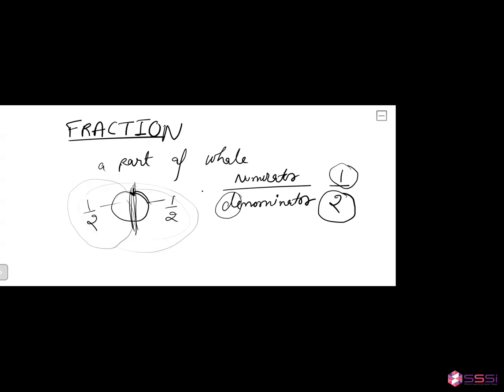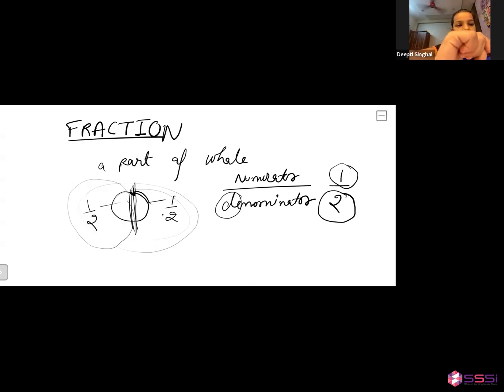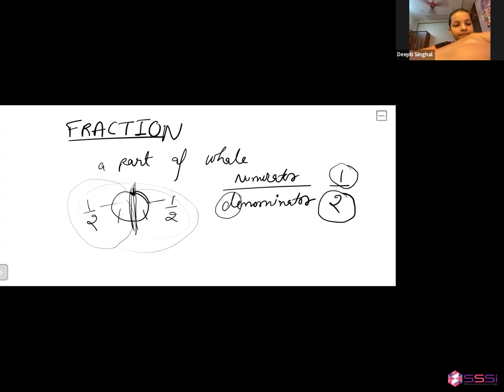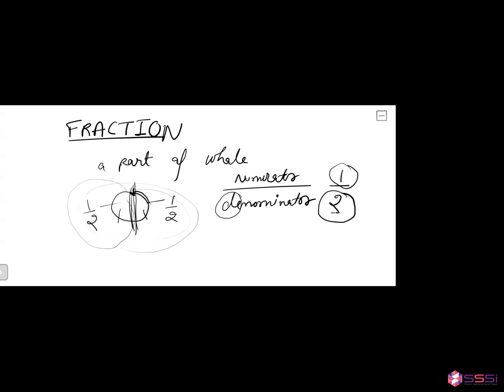Divyanshi, are you there? Yes, ma'am. So the total number of equal parts the whole is divided into is the denominator. How many parts of the apple are here? 2 parts. Yes, ma'am. So that will be the denominator. If this part is A and this part is B, A is 1 by 2, the one part out of the 2 parts.